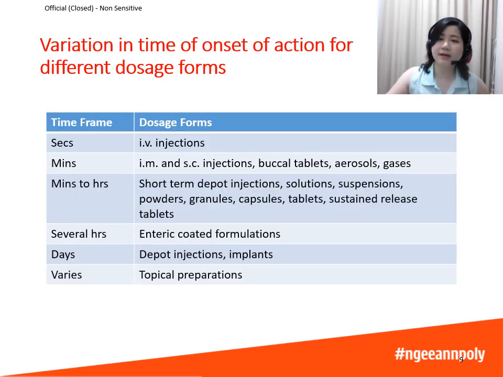Different dosage forms have different times to the onset of action as summarized in this table. For example, IV injections work almost immediately, whereas oral dosage forms may take minutes to hours. So an appropriate dosage form is also chosen based on how quickly the drug effect is required and for how long.